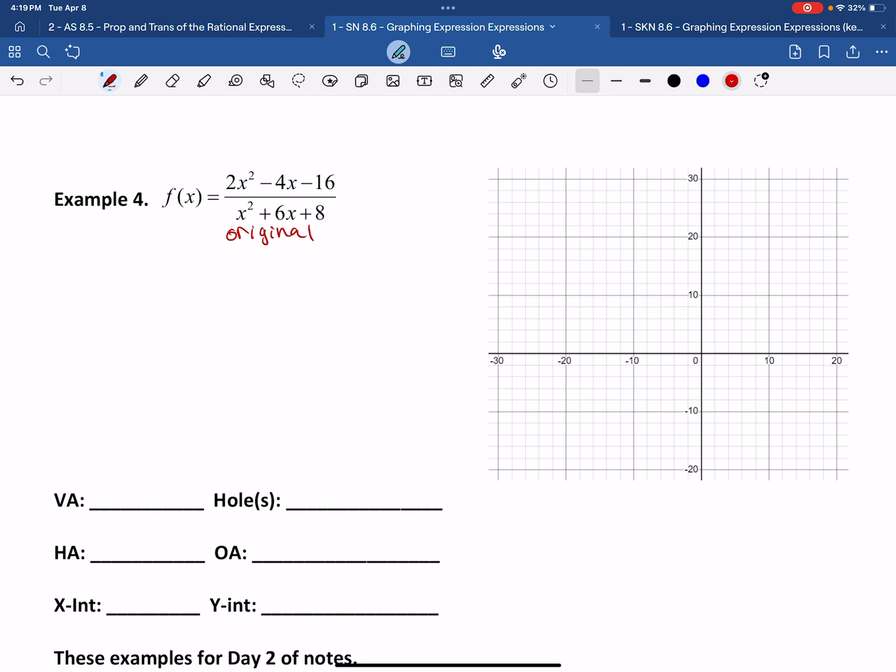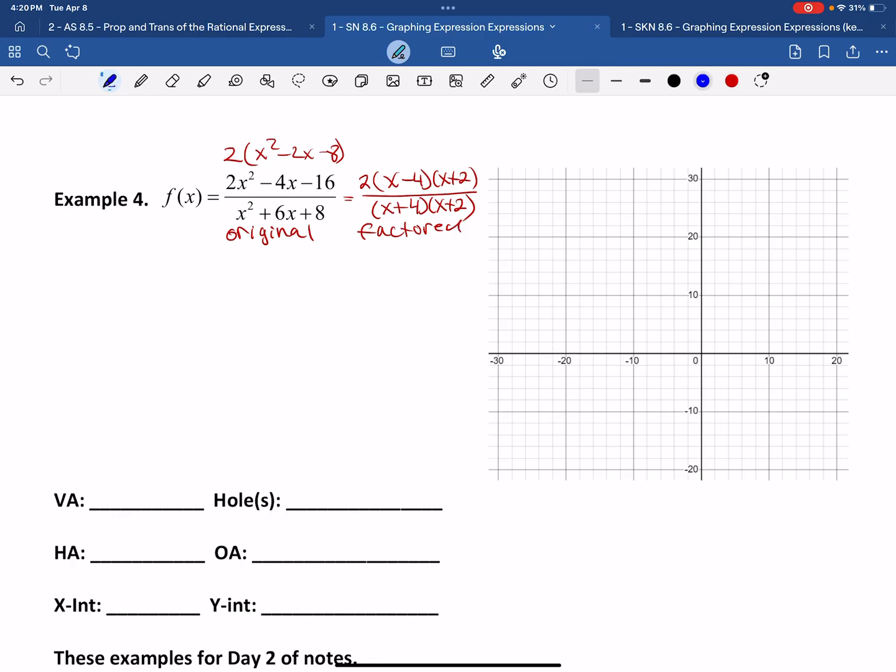Okay, now I'm going to factor. First thing I'm going to do is factor out a 2, over here, because I know I'm going to factor it in a minute after I take out the 2. So let's see, that's going to be x squared minus 2x minus 8. So that's going to be x minus 4 and x plus 2. And then down here we're going to have x plus 4 and x plus 2. Okay, so this will be our factored form.